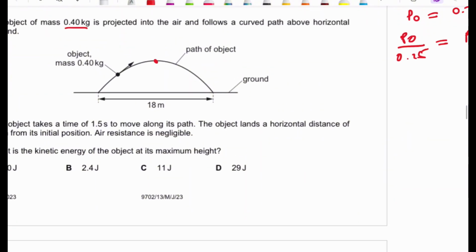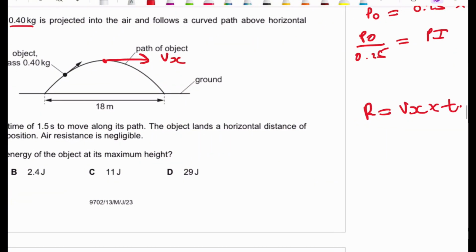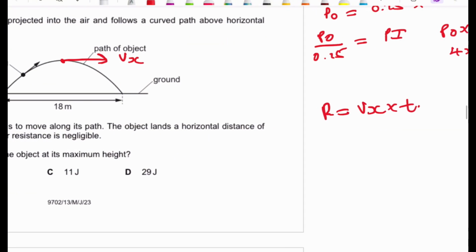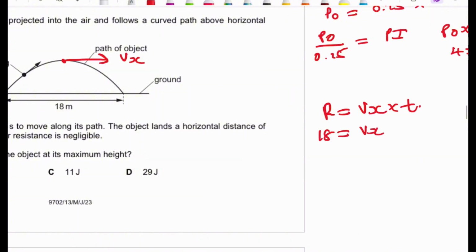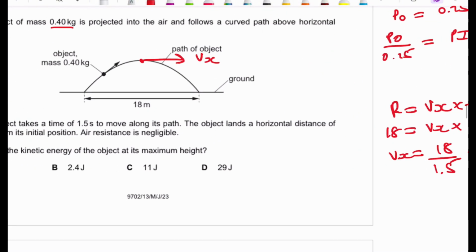We know that at the maximum height, the only velocity that we have is in the horizontal, right? This is the only velocity that we have, right? So how do you find that velocity? We know that the range is equivalent to your velocity in the x multiplied by the time. Why? You've moved a distance of 18 meters in the x, okay? And it took you a time of 1.5. So basically, what velocity were you moving at? That is basically what we're asking here. So your value of Vx would basically be 18 divided by 1.5, which would just be 12 meters per second. So essentially, you're moving at 12 meters per second, right?